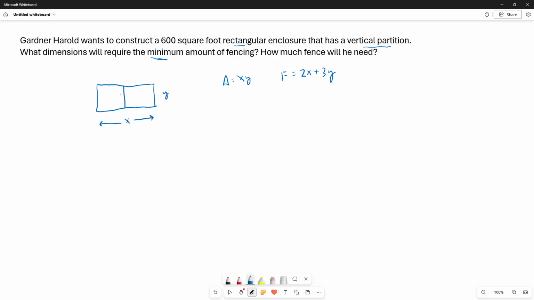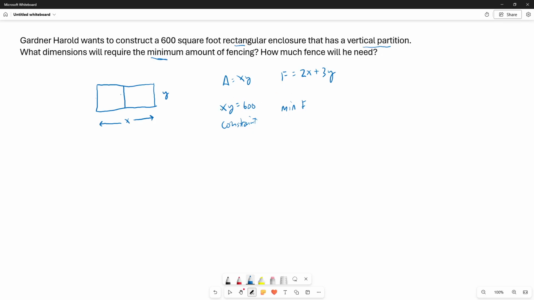Now in the problem it says that the construction must be 600 square feet, so that means our area must be 600 square feet, so x times y must equal 600. That will be our constraint. And we are trying to minimize the amount of fencing, so we want to minimize f subject to xy equals 600.